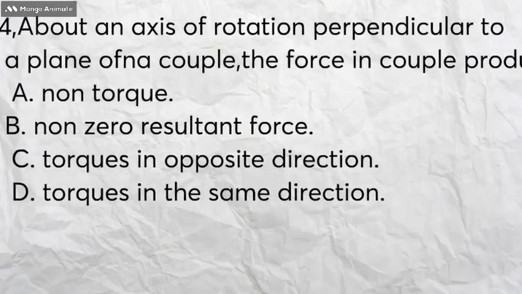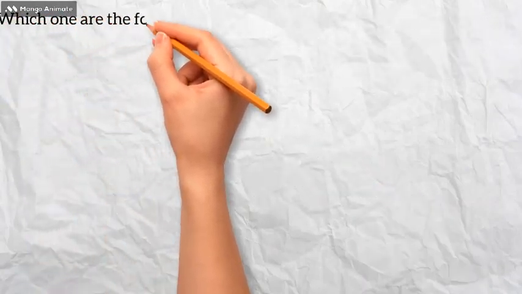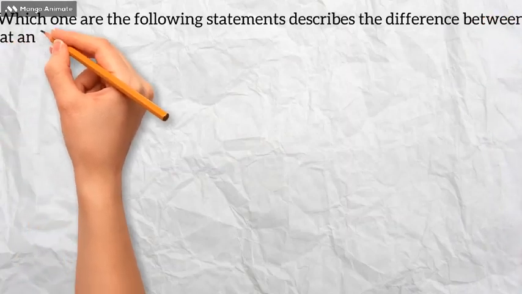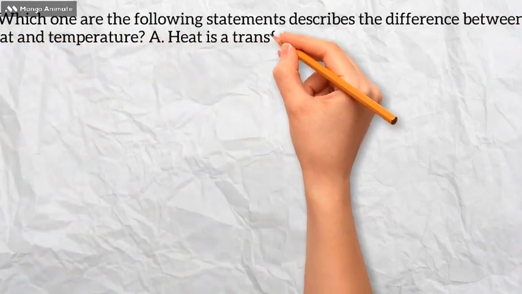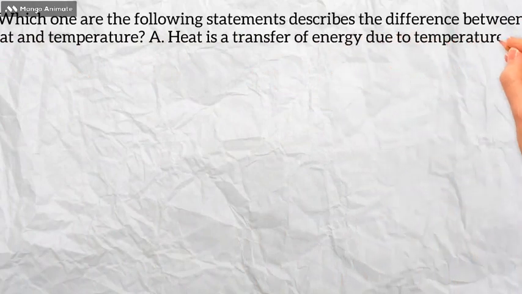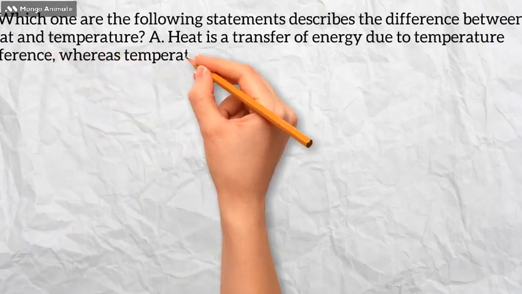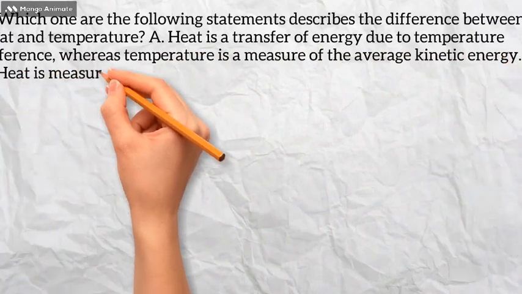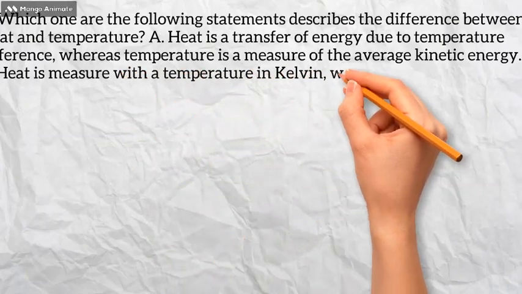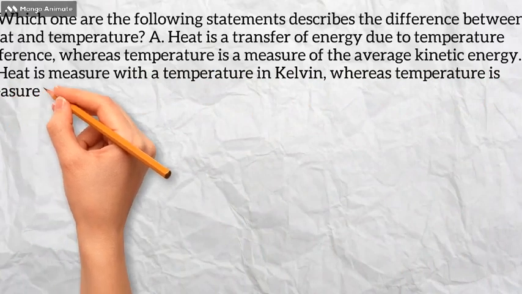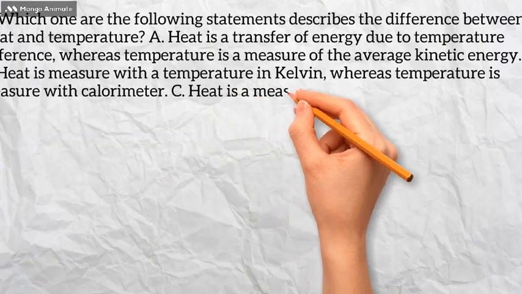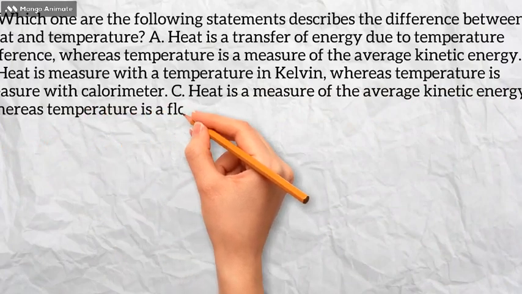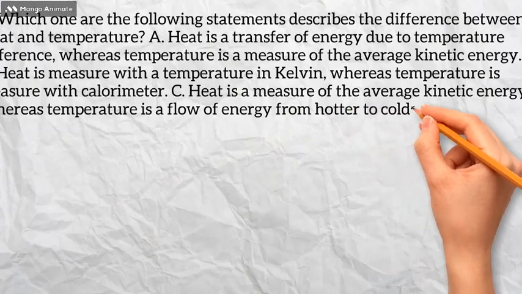Question number 5. Which one of the following statements describes the difference between heat and temperature? A, heat is a transfer of energy due to temperature difference, whereas temperature is a measure of the average kinetic energy. B, heat is measured with a temperature in Kelvin, whereas temperature is measured with calorimeter. C, heat is a measure of the average kinetic energy, whereas temperature is a flow of energy from hotter to colder object. D, heat is an energy that flows spontaneously from colder to hotter object, whereas temperature is a degree of hotness and coldness. A, heat is a transfer of energy due to temperature difference, whereas temperature is a measure of the average kinetic energy.